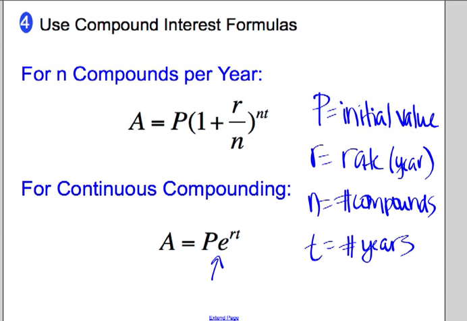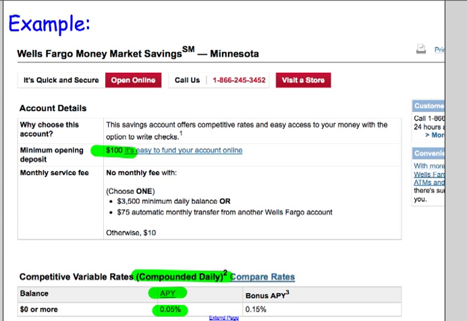Just to give you an idea, here's a part of the website from Wells Fargo that I pulled up, and it has to deal with a savings account, their money market savings. If you look down towards the bottom, you can see that for this account, they're compounding daily. And the annual percent that you would get is 0.05. So in terms of the word problem, the compounding daily would be 365 for our N. Our rate would be 0.0005 as a decimal. The time would depend on how many years, and again, the P would be how much you're putting in. Notice in this case, your P would have to be at least $100. So you can see this information is very useful in real-world situations.